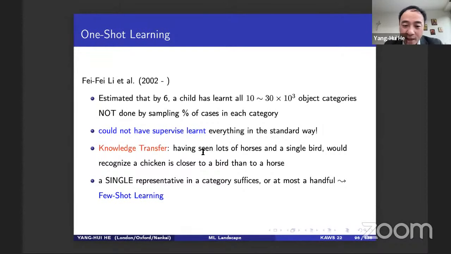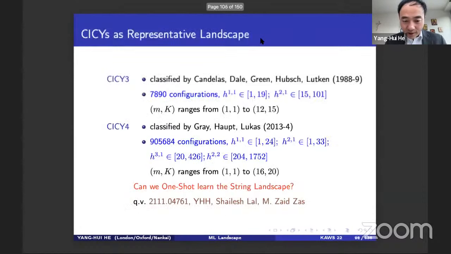So for example, if the child has seen lots of horses and he has seen a single bird, just one example, he would recognize that a chicken is closer to this bird rather than to the horse. So somehow there's some kind of knowledge transfer. The paradigm is called one-shot, or if it's a couple of cases, few-shot learning. This is something I was trying with Shailesh and Zaid, but Shailesh was a postdoc at Porto, and he really took the lion's share in his work.